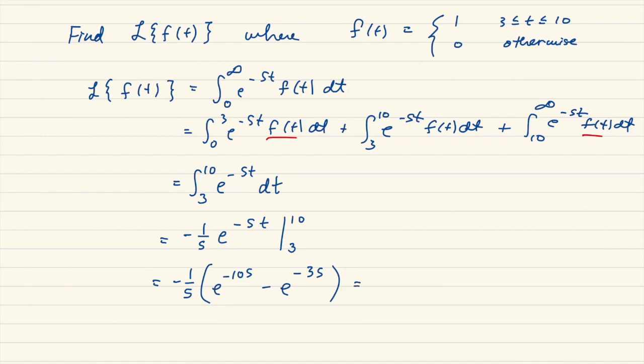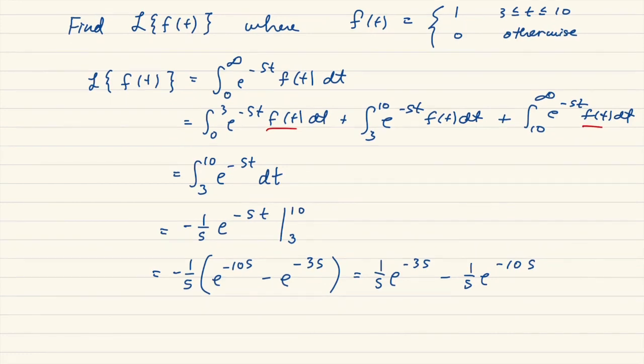To write this a little bit better, I'm just going to distribute the negative through, so this is going to be 1 over s, e to the negative 3s, minus 1 over s, e to the negative 10s. And this function is what's called a characteristic function.